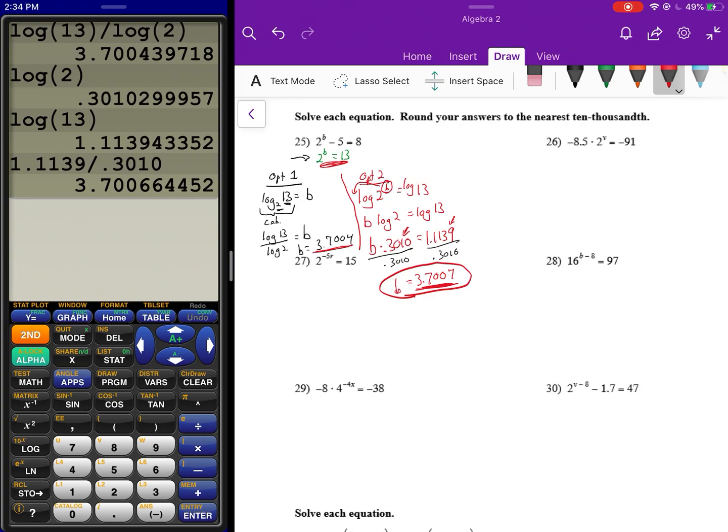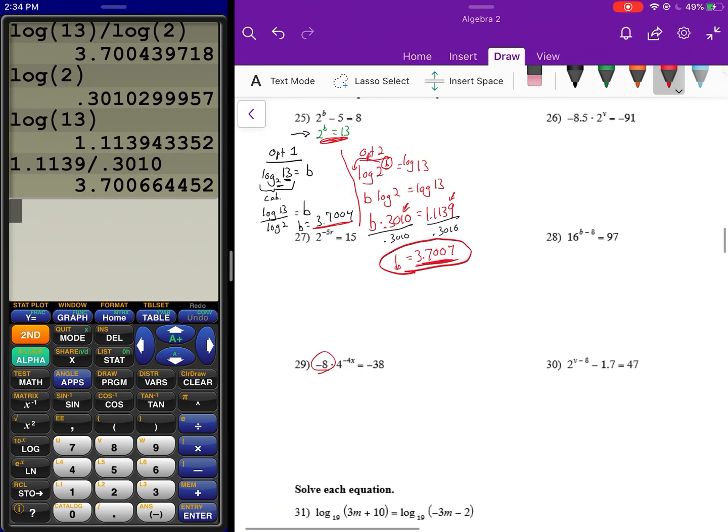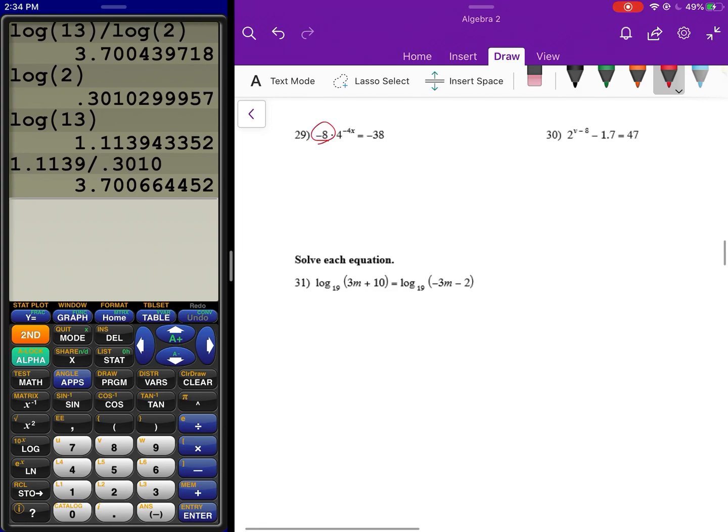let's do 29. So I think I made a mistake about 29 before. I didn't see this -8 out here to start with. So it is not just an exponent equals a number. So we still have to isolate the exponential first. We would do that by dividing both sides by -8. And that would give us 4 to the -4x equals, let's do 38 divided by 8.